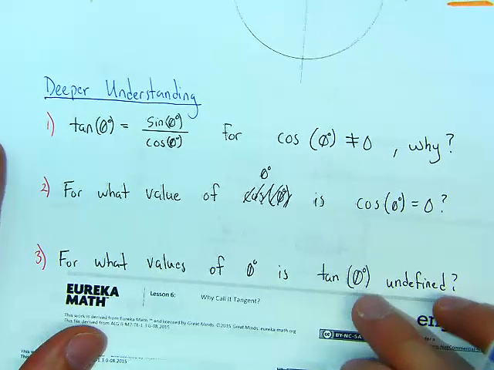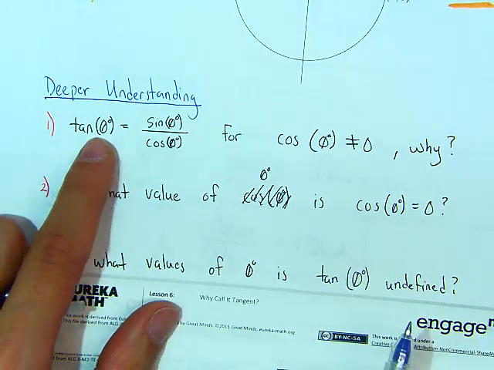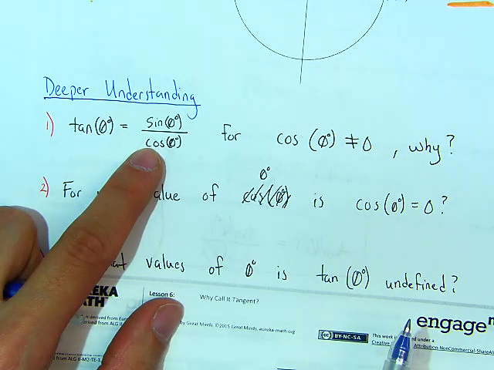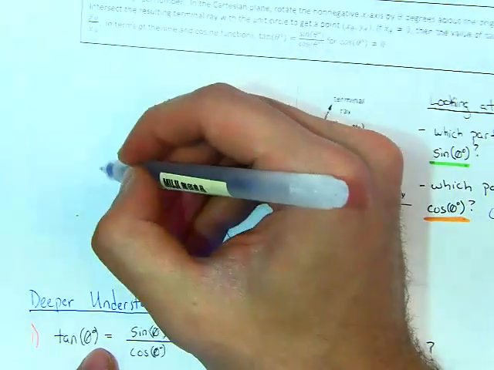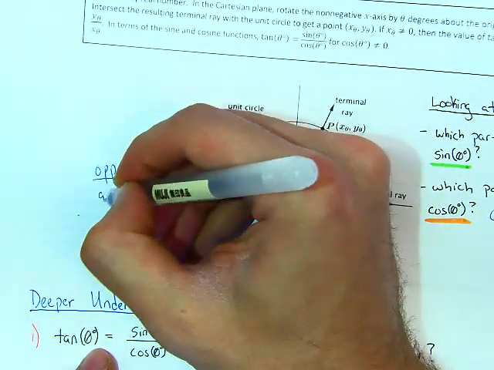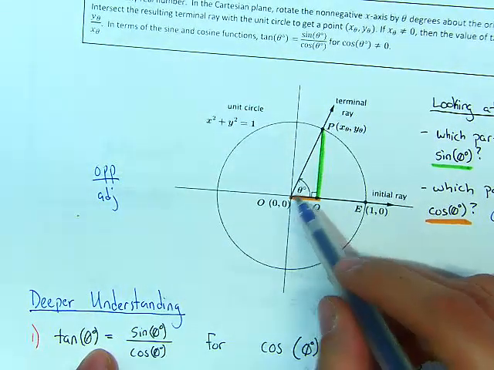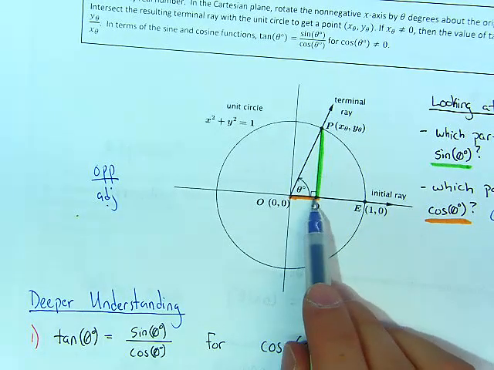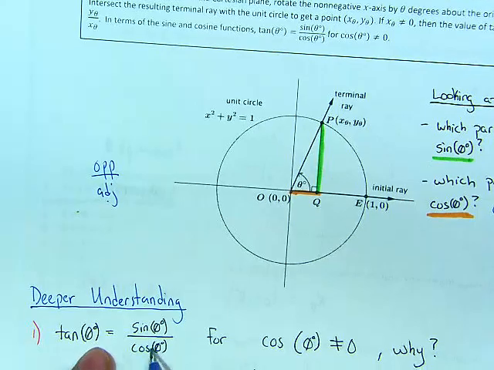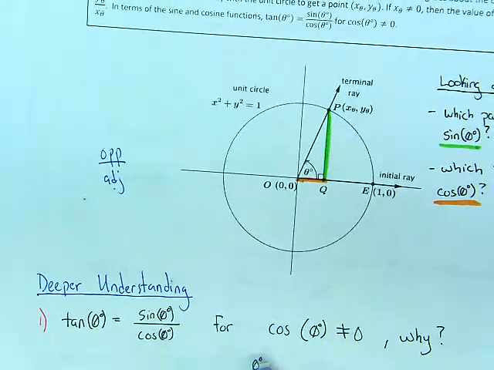Let's continue on. Here it says tan of theta is equal to sine theta over cosine theta. Because if this is theta, what is our opposite over adjacent? Our opposite is the sine theta, and our adjacent is the cosine theta. So this is true. This is tan theta: sine over cosine.